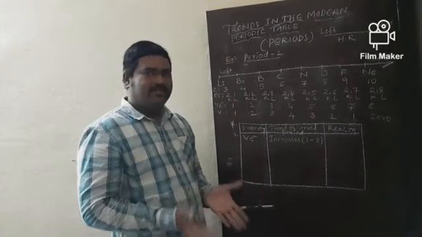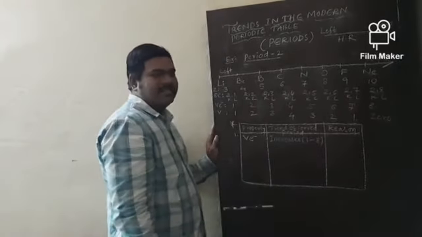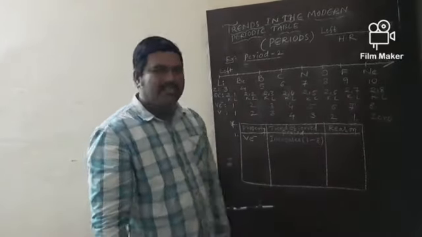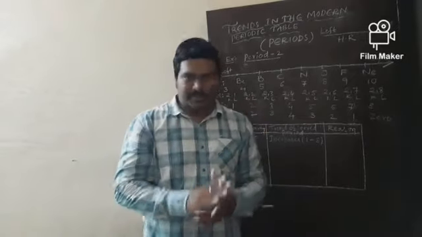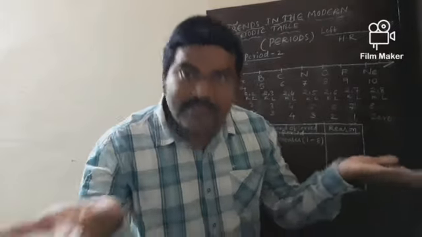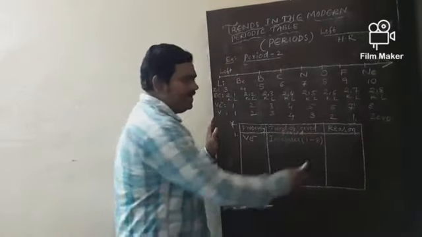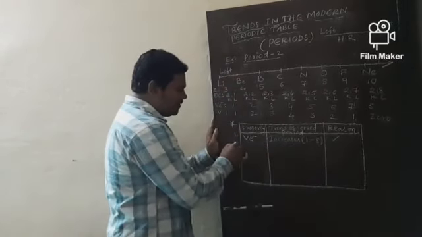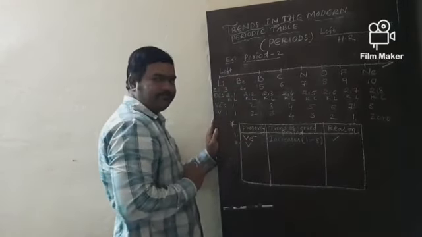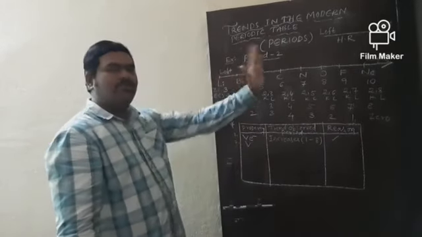In what way does it influence valency? Let me see. Now, what is the reason why valence electrons increase? Because each and every period consists of elements of different groups. Elements of different groups possess different valence electrons. That's why there is a variation in the valence electrons.